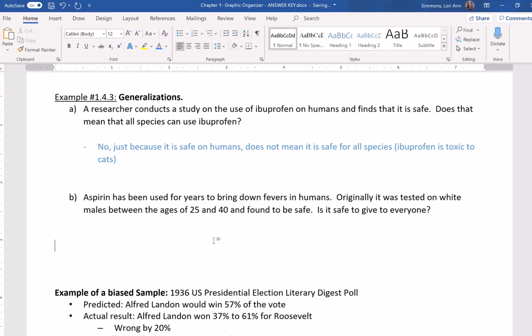The next example, aspirin has been used for years to bring down fevers in humans. Originally, it was tested on white males between the ages of 25 and 40 and found to be safe. Is it safe to give to everyone? Again, no. And it's the same reason as above. Just because it is safe on white males between the ages of 25 and 40 does not mean it is safe for others.